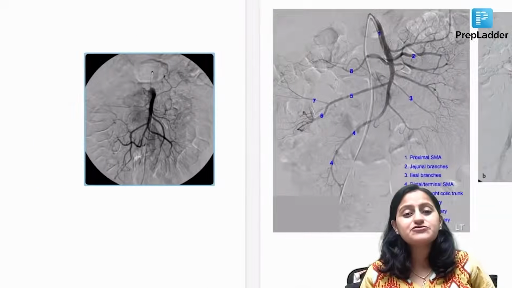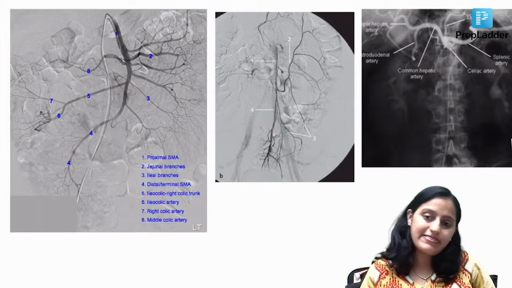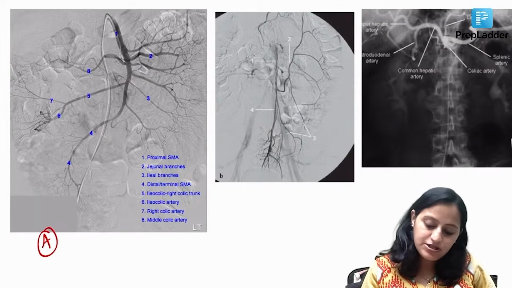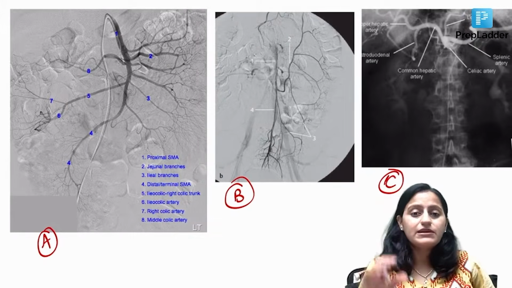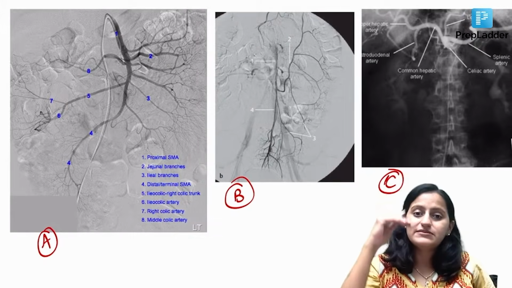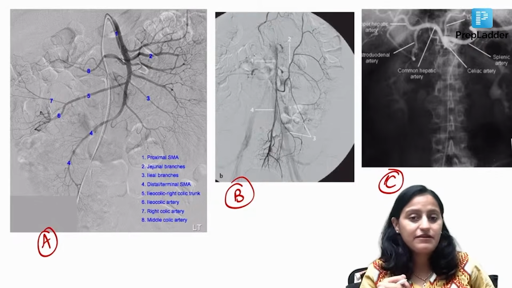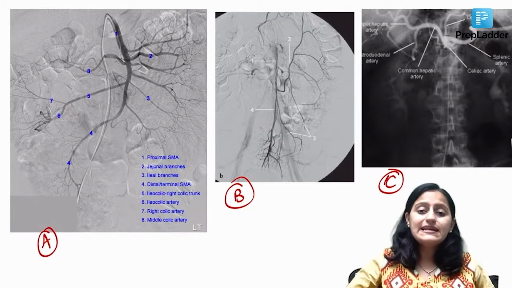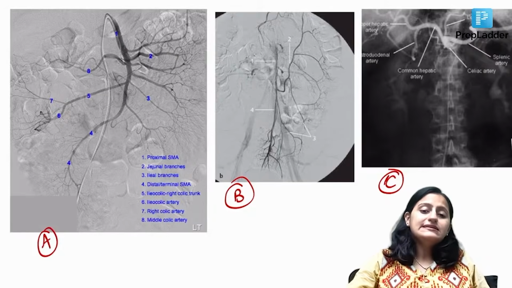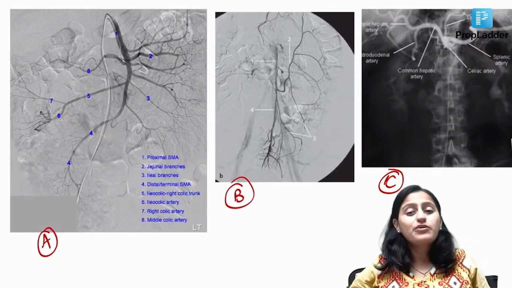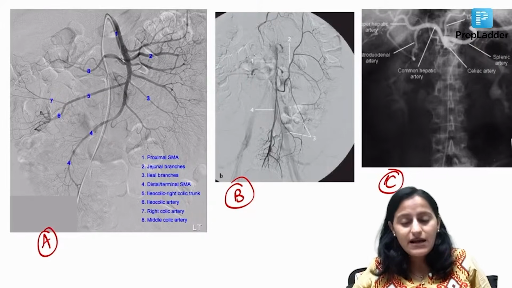Okay, so let's first have a look at the three images and then we will come to the question image. Image A, image B and image C. From the abdominal aorta, you first have the celiac trunk, then the superior mesenteric artery, then the inferior mesenteric artery. Celiac trunk supplies the upper abdominal organs, that is the liver, the stomach and the spleen. So you have the hepatic artery coming in, you have the splenic artery coming in.